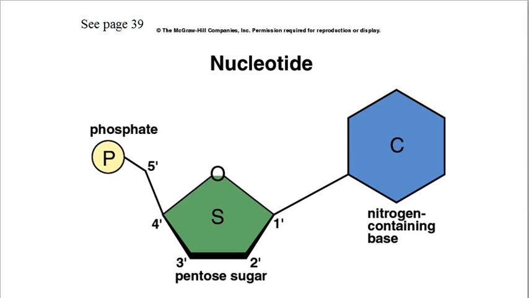This diagram represents a simplified picture of a nucleotide. In blue is the nitrogenous base. The green pentagon represents the 5-carbon sugar, and the yellow circle with a P in it is the phosphate group. Only 4 different nucleotides are used to make all DNA. These nucleotides differ in which nitrogenous base is present.